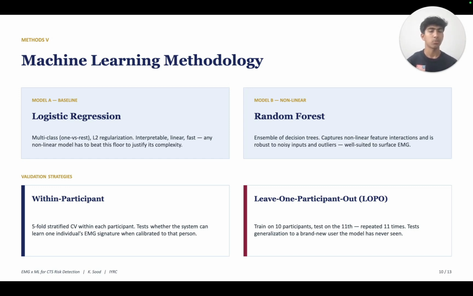To validate these two models, I used two strategies, one being within participant validation, which tests whether the system can learn an individual's EMG signature when it is calibrated to that person, and the other being leave one participant out validation, where you train the model on 10 participants and test it on the 11th, so the model can generalize to a brand new user it has never seen.